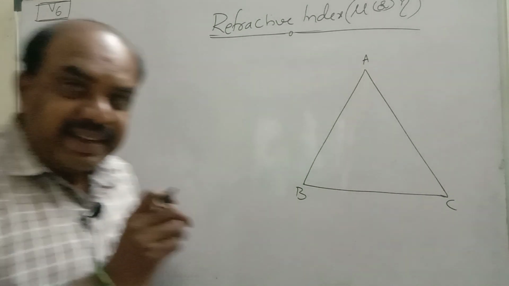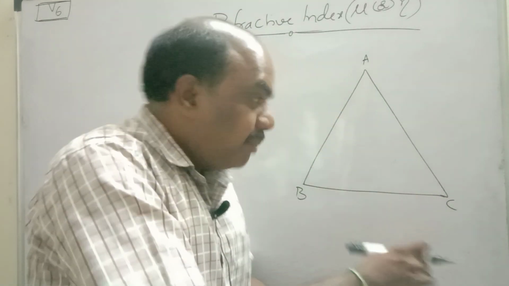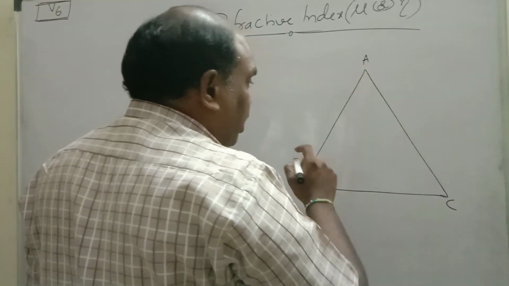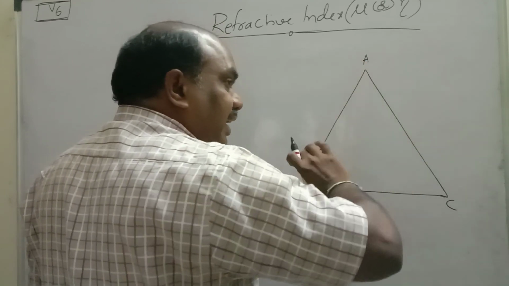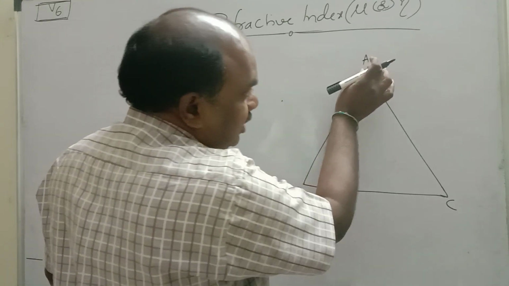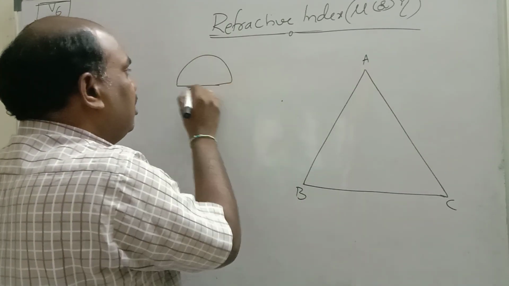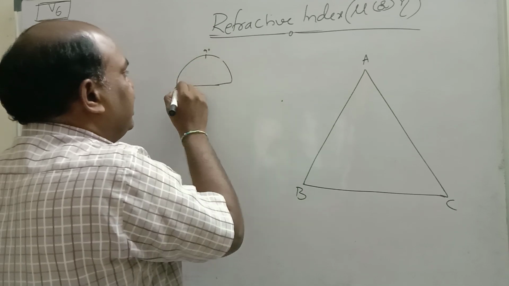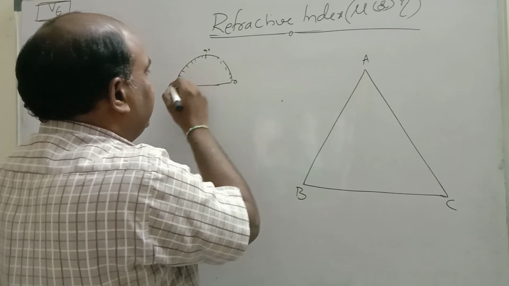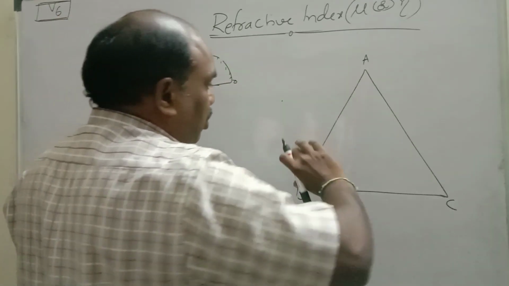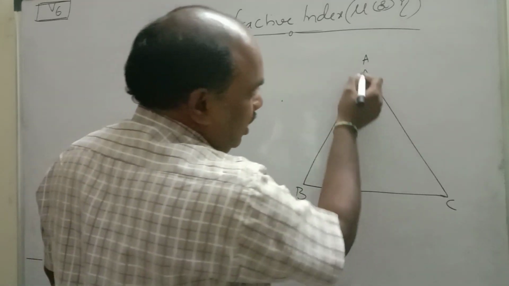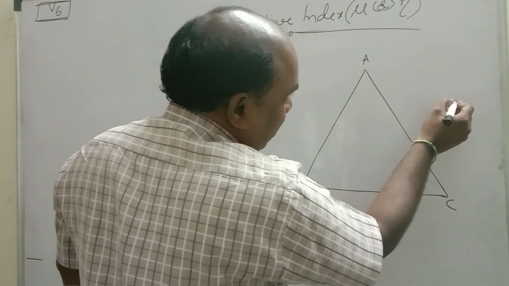Once again I am repeating: take a prism, place it on white paper, trace it with a pencil, and you will get one triangle. Now take a protractor, place its horizontal line on AB, and put a dot at 90 degrees. The protractor scale goes 0, 10, 20 up to 90, and again 0 to 90. Here also place the horizontal line and put a dot at 90.